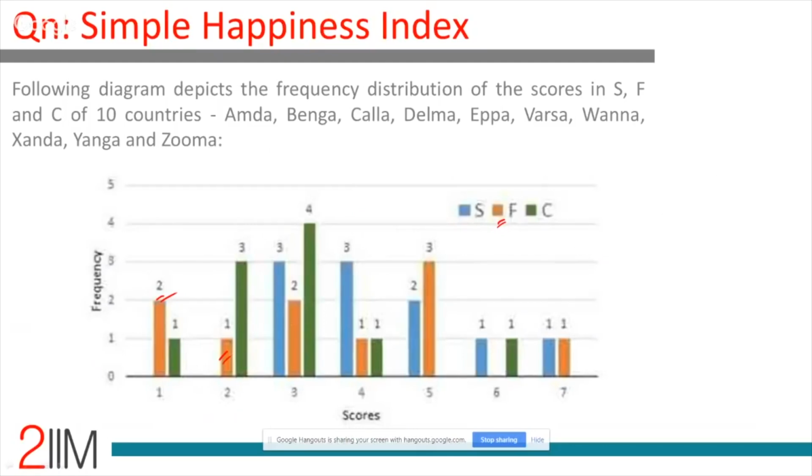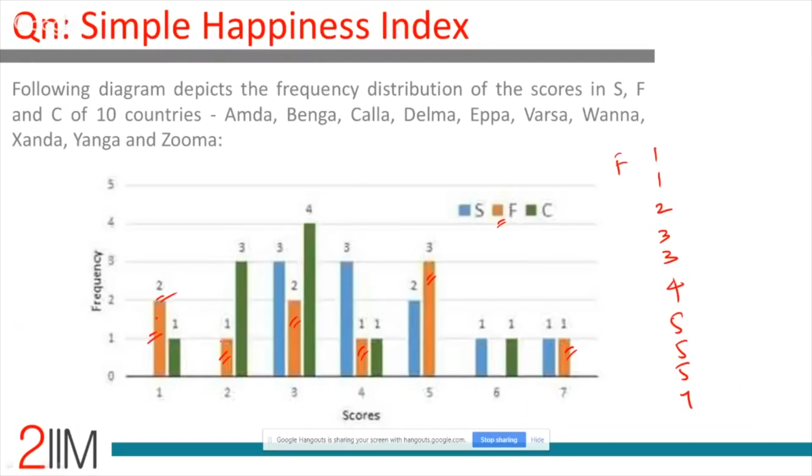2 have got a score of 3. 1 has got a score of 4. 3 have got a score of 5. And 1 has got a score of 7. So you think about it: 2 plus 1 is 3, plus 2 is 5, plus 1 is 6, plus 3 is 9, plus 1 is 10. 10 countries, all 10 of their scores in F. And so F scores, if you look at them, we've got 1 1 2 3 3 4 5 5 5 7. This is what this diagram means.